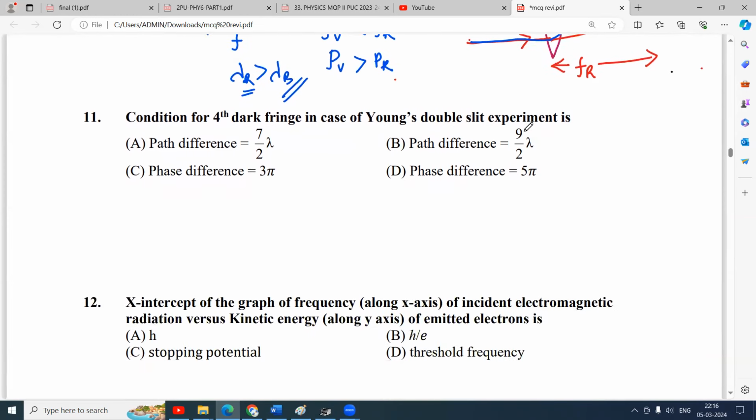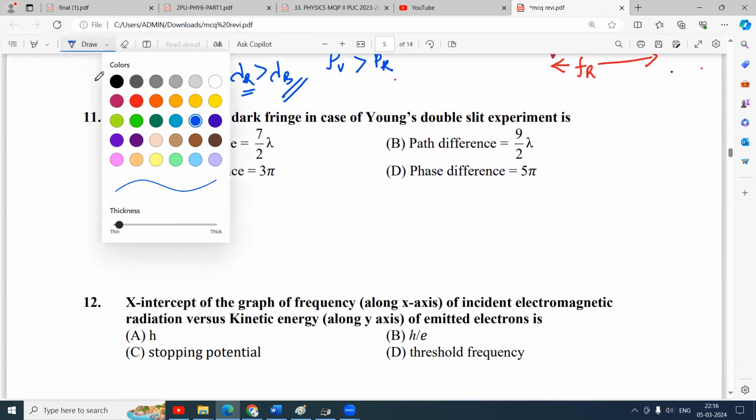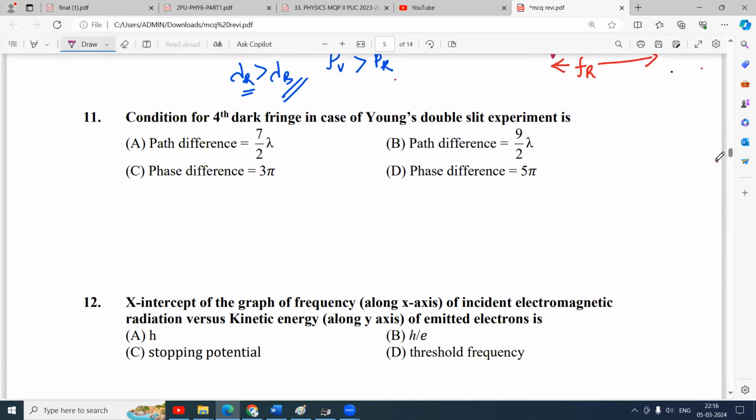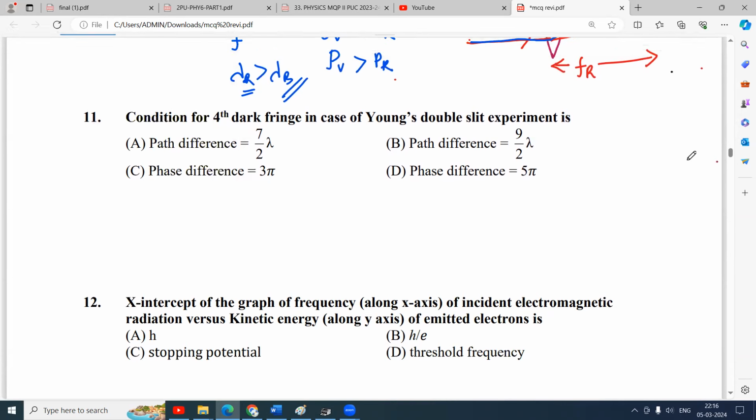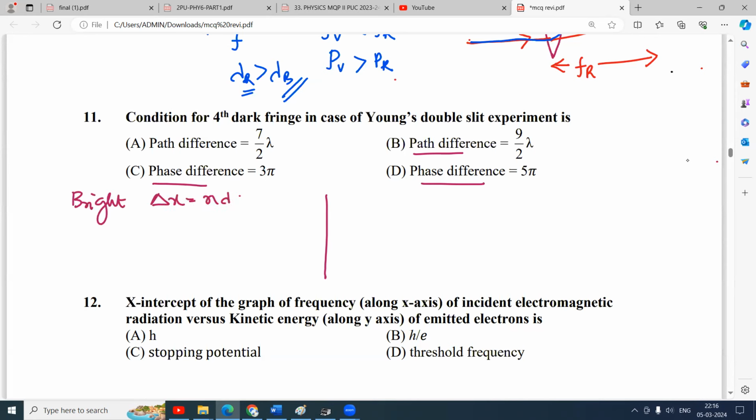Yes. Condition for the fourth dark fringe in the case of Young's double slit experiment. They have put all the possibilities, phase difference, path difference, everything. So now if you write a condition for bright fringes, that is constructive interference. For bright fringe, the path difference delta x should be n lambda. And n can be 0 if it is a zeroth fringe, that is central bright fringe. N equal 1 for the first bright fringe. So path difference for bright fringe, third bright fringe, fourth bright fringe, you can write nth bright fringe into lambda.